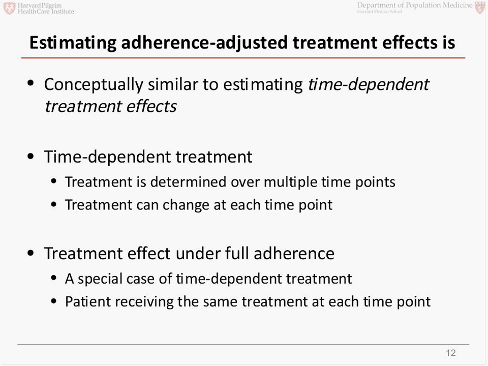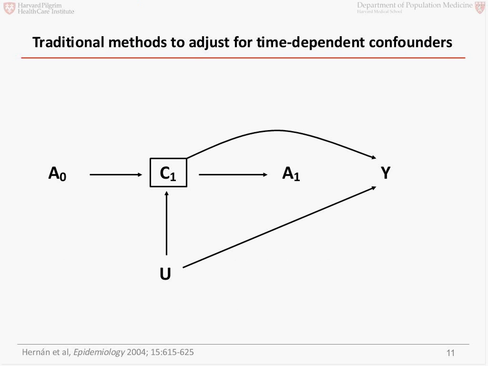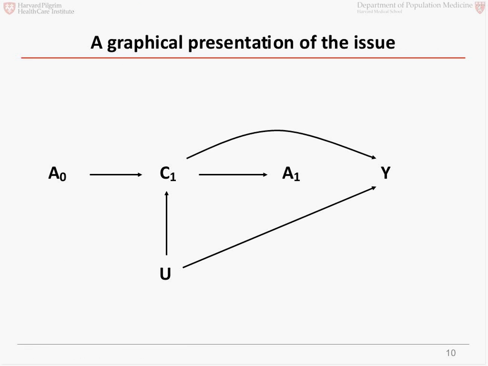And what is the treatment effect under full adherence? When you think about it, it is a very special case of time-dependent treatment because it meets these two conditions. But in the analysis, you are interested in the very special case of treatment pattern in which the treatment remained the same over the entire study period. If you were to draw a DAG for time-dependent treatment, this is exactly what you would create.